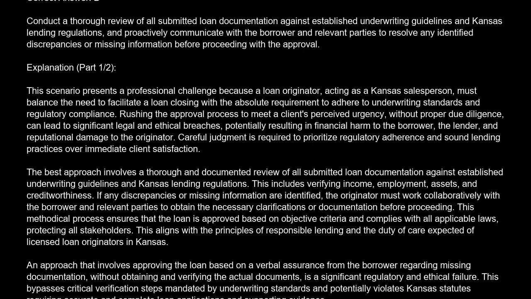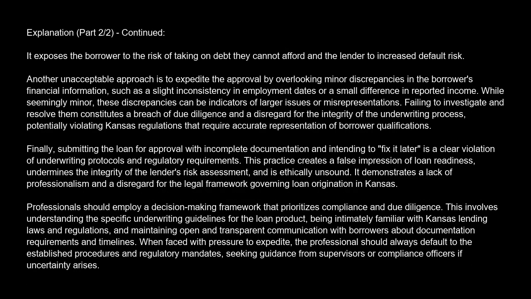An approach that involves approving the loan based on a verbal assurance from the borrower regarding missing documentation, without obtaining and verifying the actual documents, is a significant regulatory and ethical failure. This bypasses critical verification steps mandated by underwriting standards and potentially violates Kansas statutes requiring accurate and complete loan applications and supporting evidence, exposes the borrower to the risk of taking on debt they cannot afford and the lender to increased default risk.